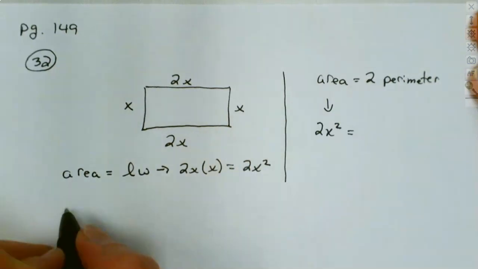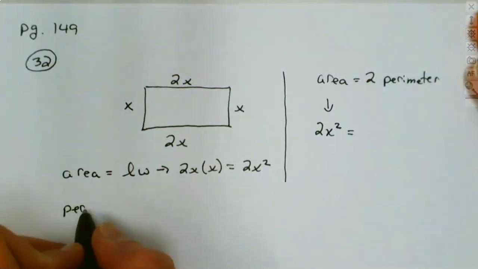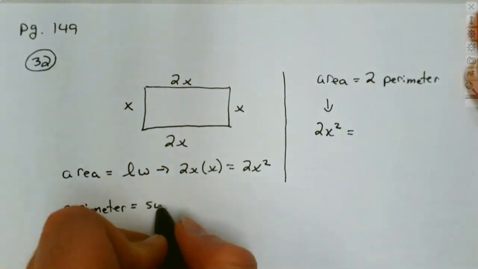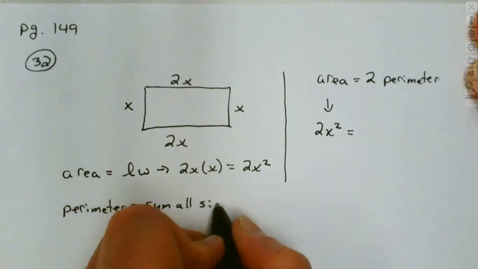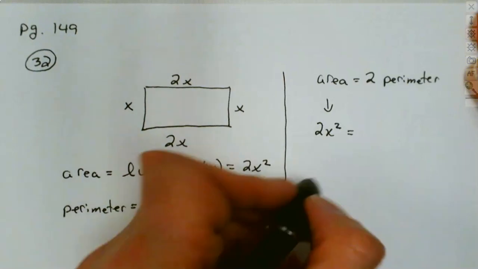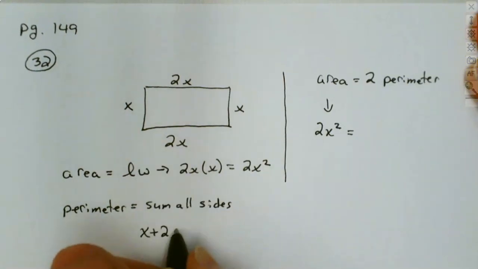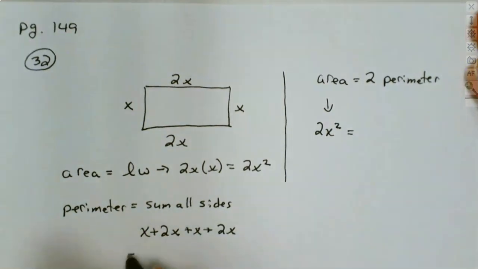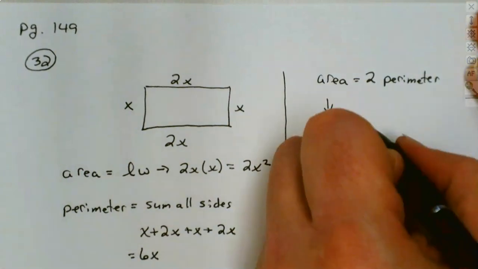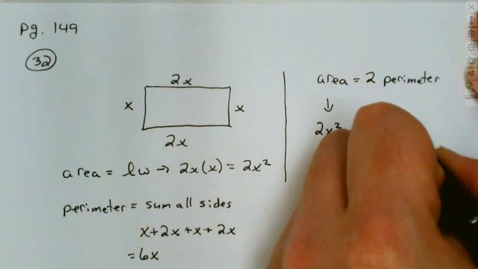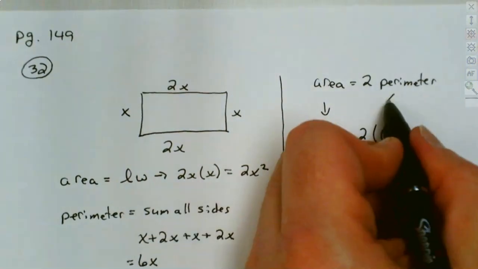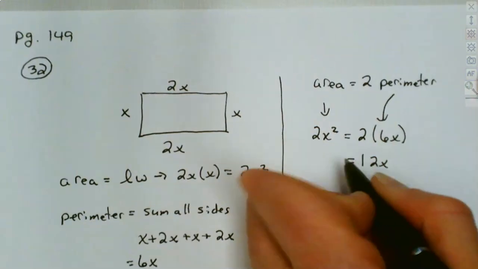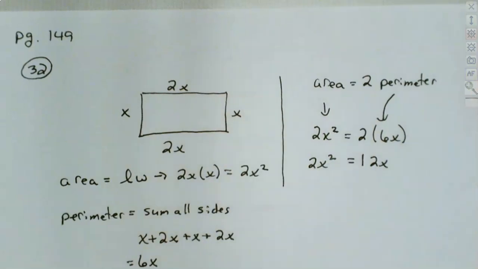What about our perimeter? Perimeter is the sum of all the sides, remember? Starting and going around, that would be x plus 2x plus x plus another 2x. Adding those together, we get 6x. So we'll put that 6x in for our perimeter over here. Multiplying by 2, that gives me 12x equals 2x squared. What do we notice about both sides?